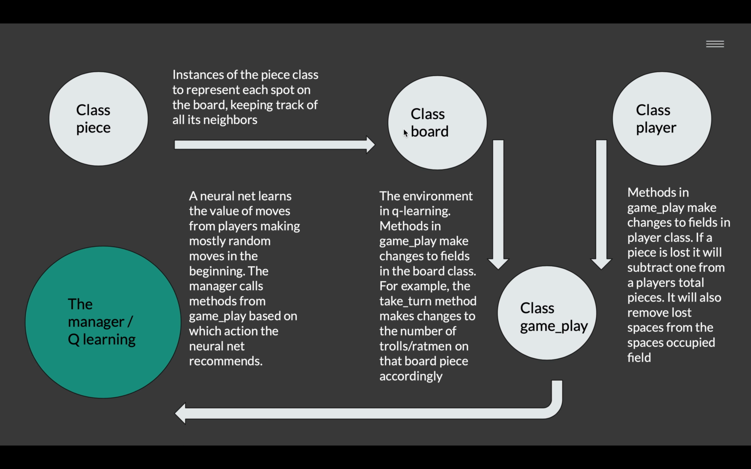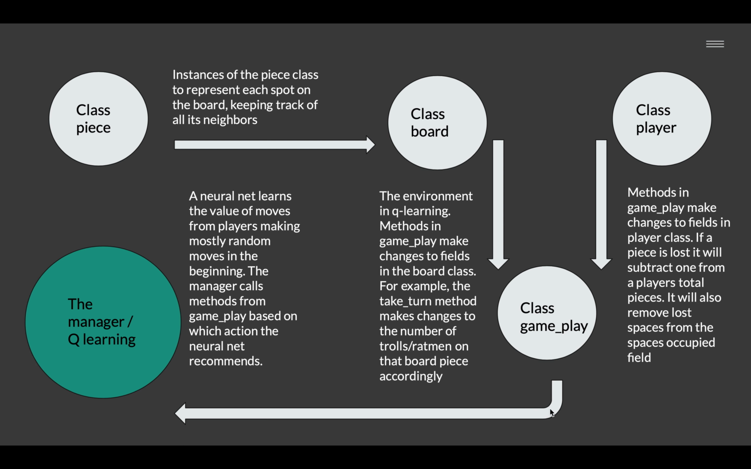And then the board class is the environment in Q-Learning, and it's the methods in gameplay that make changes to the fields in the board class. For example, the take turn method would make changes to the number of trolls and ratmen on that board piece accordingly. And then the gameplay class also makes changes to the fields in the player class. So if a player loses a piece, it'll subtract 1 from that player's total pieces and also remove that space from the spaces occupied field for that player.